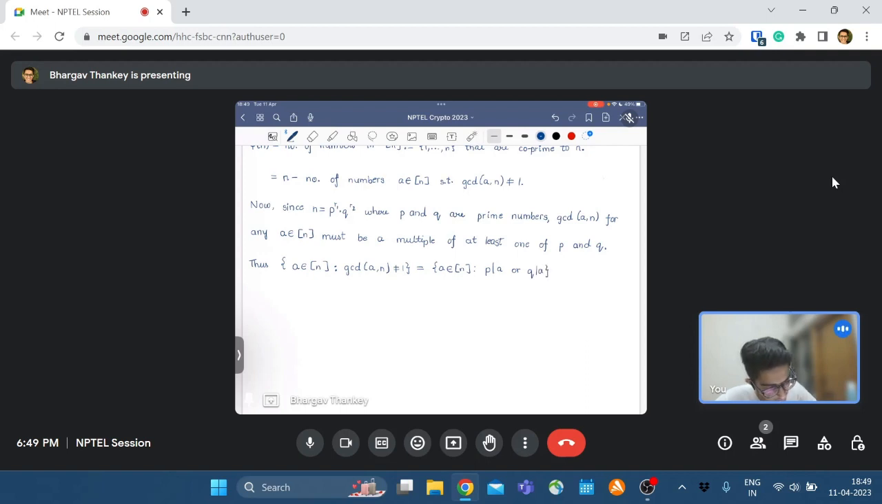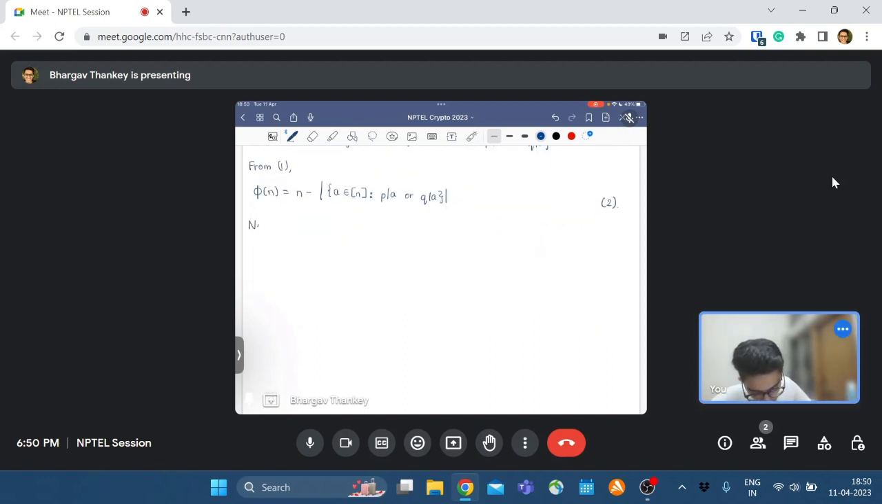Yeah, let me call this one, from 1, I equals to n minus size of this set, P divides A or Q divides. Hmm. Yeah, let me call this.